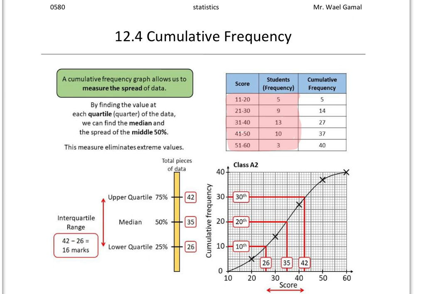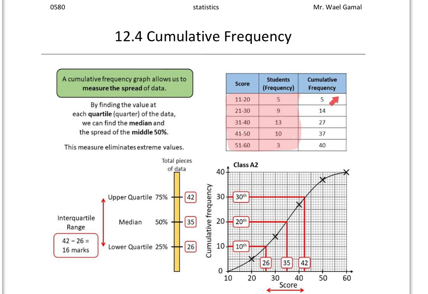Now, if I need how many students less than 20? So 5. How many students less than 30? 5 plus 9, which is 14. How many students less than 40? 13 plus 9 plus 5, so 27. And so on. How many students less than 50? 10 plus 13 plus 9 plus 5, so 37. How many students less than 60? 3 plus 10 plus 13 plus 9 plus 5, 40, which is the total.